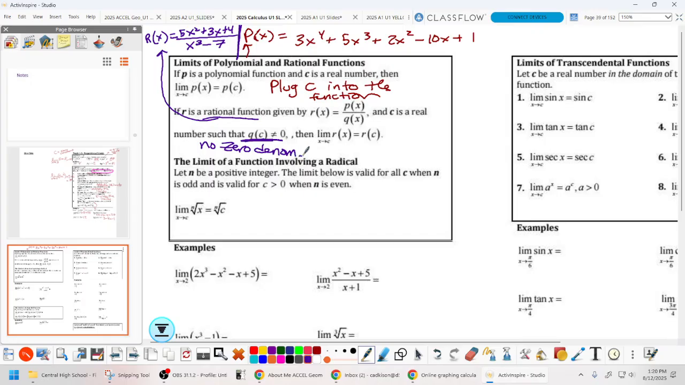But look, then the limit as x approaches c of r of x is what? What does this tell us now that you've seen it a few times? Just plug it in, yeah, as long as the denominator is not 0.